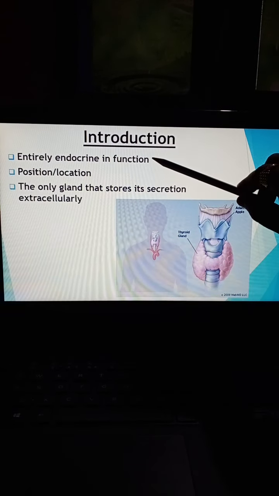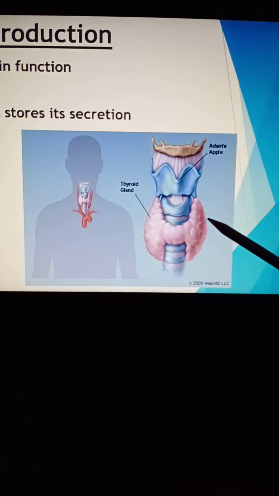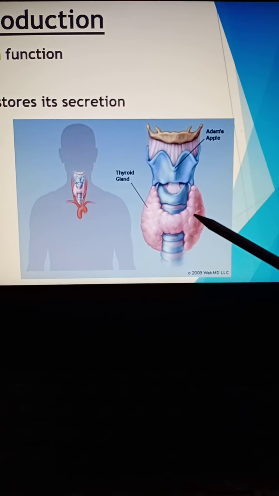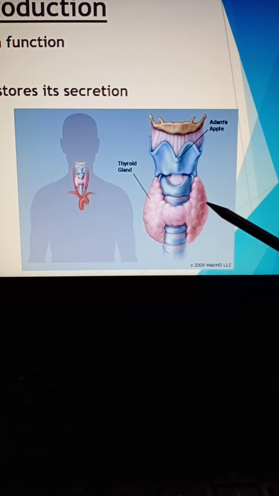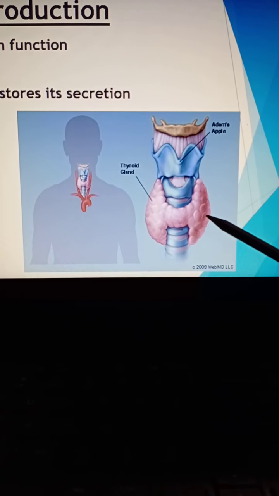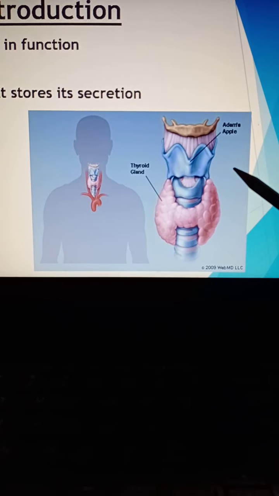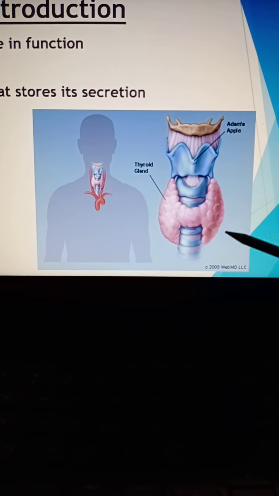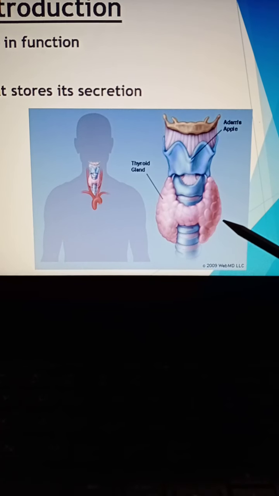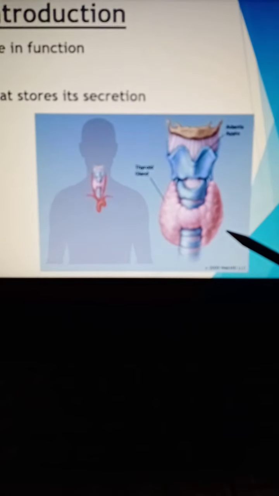Then next thing, where this gland is present, that is the position or location of this gland. Here you can see the diagram of the position of the thyroid gland. Thyroid gland is a bilobed structure. Each lobe is situated on either side of the trachea, below the larynx, in the lower neck. So this thyroid gland is a bilobed gland present in the lower part of the neck.